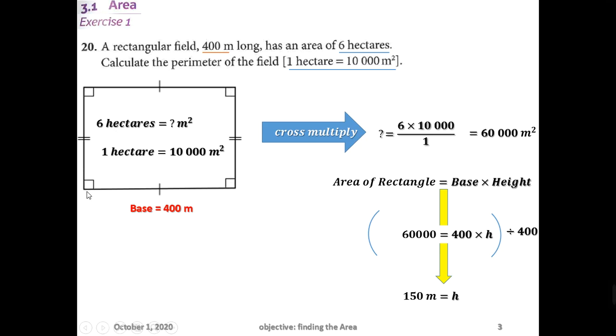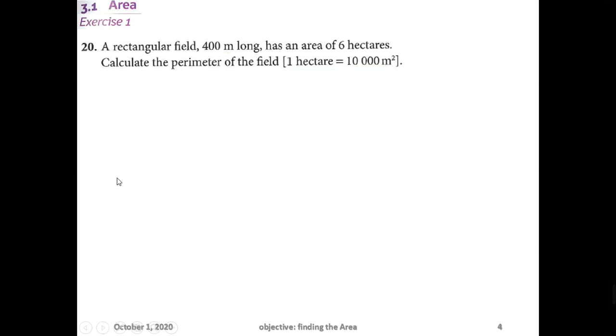So you start at one point, for example, and you start going around the shape. So if you go up, this is 150. And then you go right plus 400 and then you go down plus 150, and then you go left and back to the exact same point that you started with, so plus 400. And this is the perimeter.